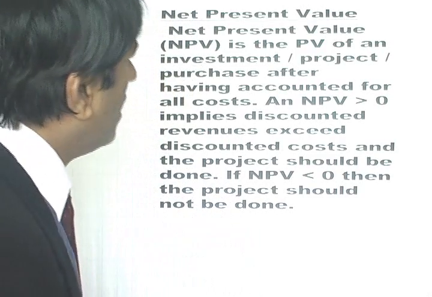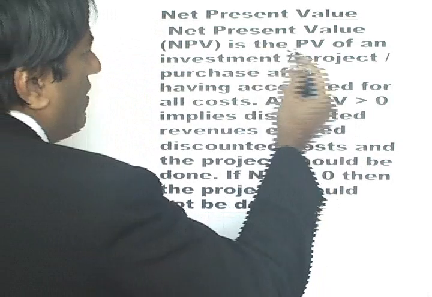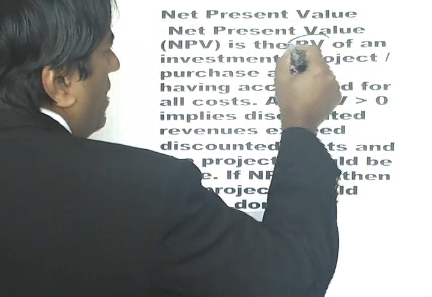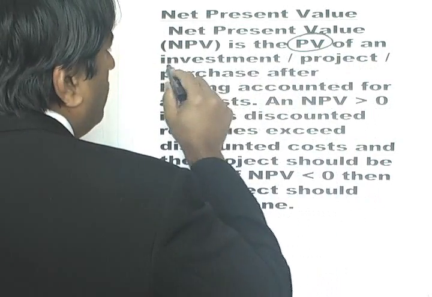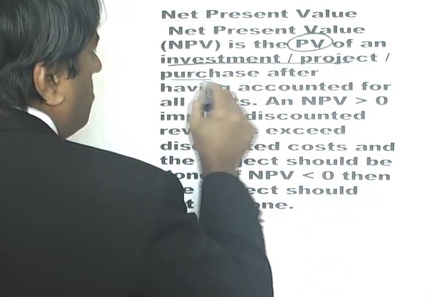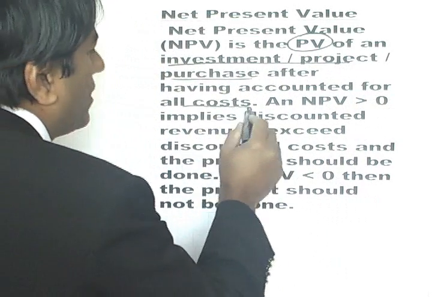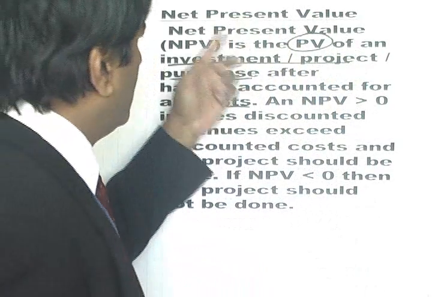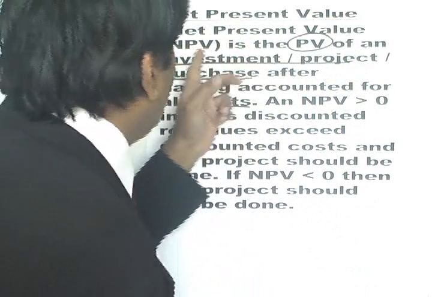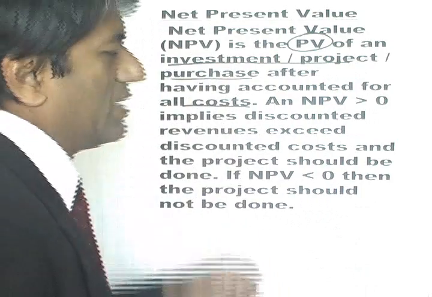We now start with net present value, which is undoubtedly a very important concept in finance. So net present value is the present value of an investment, project, or purchase after having accounted for all costs. So look at the letters NPV. N is for net and then PV, present value.